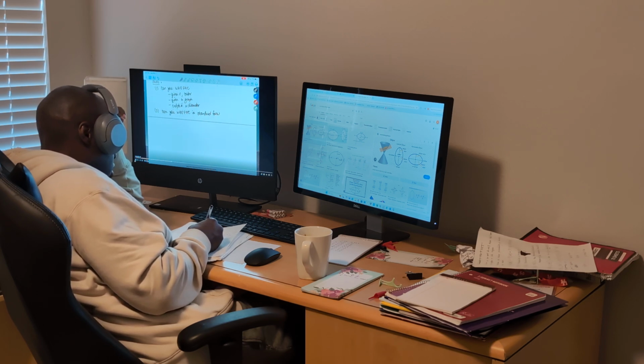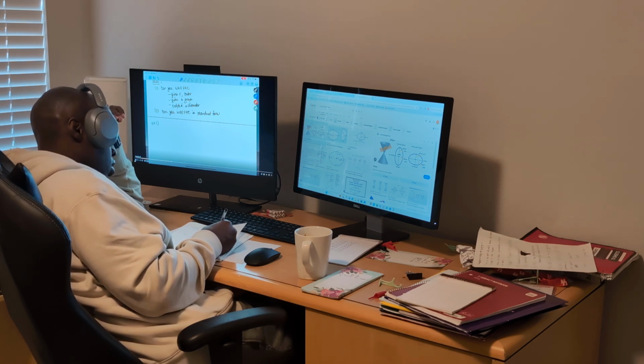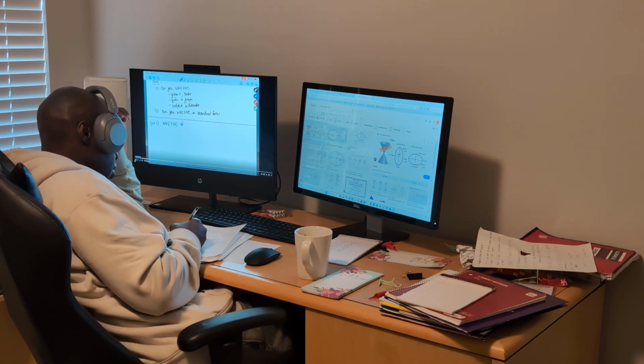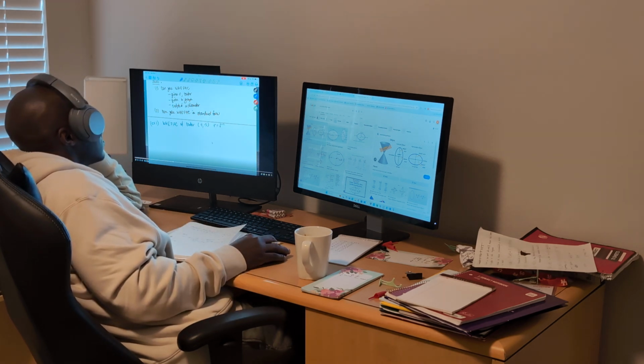So let's try this. Taking an example, write an equation for a circle with the center at 4, -5, and the radius is the square root of 7.